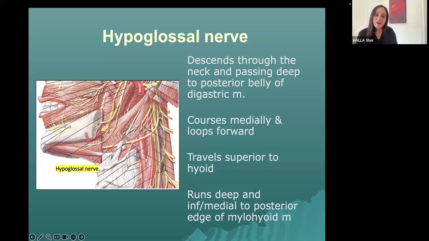And so another operation where we encounter the hypoglossal nerve is the Sistrunk procedure when we do surgery for a thyroglossal duct cyst. And if you remember, when you remove a thyroglossal duct cyst, you have to also remove the tract, which involves transecting the mid portion of the hyoid bone. And so when you're dissecting along that region, when you're lateral, you'll often encounter the hypoglossal nerve.